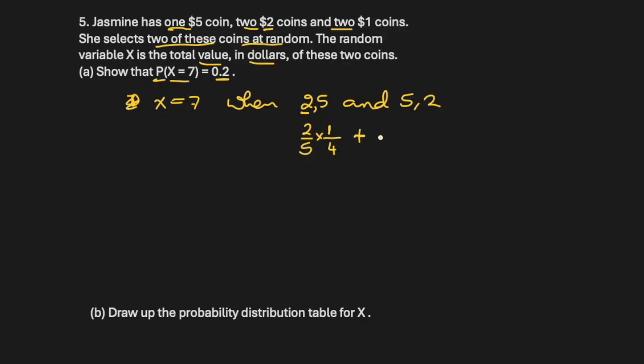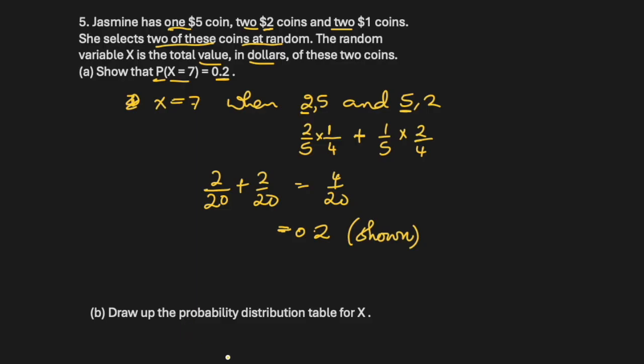How will we get x equal to 7? 2 plus 5 and 5 plus 2. So what is the probability of 5? It is 1 out of 5, and the probability of 2 will now be 2 out of 4, because the 5 is out of the collection. So what is that? 2 over 20 plus 2 over 20. It becomes 4 out of 20, which is 0.2. Shown.